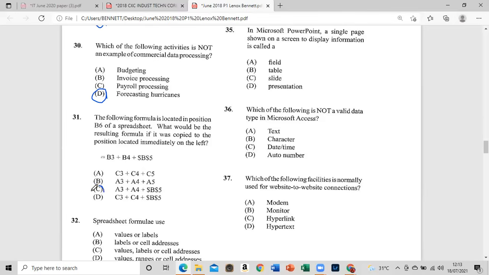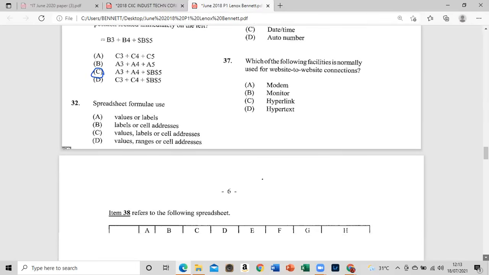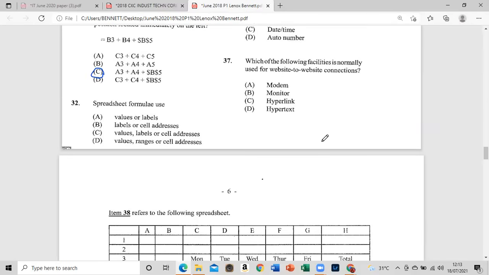All right, the following formula, this one was done in the paper also, and this is C. We're not going to waste a lot of time on it. Remember, I want to go and record the 2017 paper. I have to do a little more research on it, and then I can do that. So spreadsheet formula uses, is it A, values or labels? This is 32.